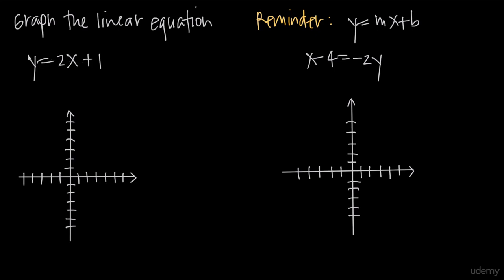And we know that they're linear because both of the variables, x and y, are first degree variables, meaning that we have y to the first power and x to the first power. So they're first degree variables. That means that the equation is going to be linear, which means its graph is going to be a line.